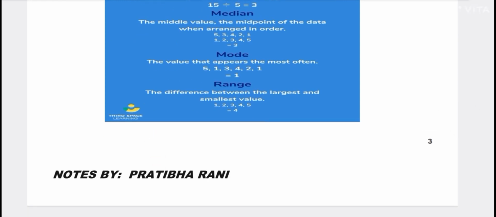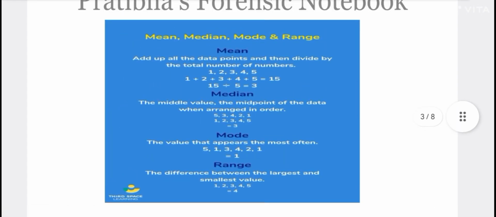Then range. So range is the difference between the largest and smallest value. Okay, so the smallest value is 1 here and the largest value is 5, so just subtract 1 from 5 and it will give you the range, that is 4. So this is how you can calculate the mean, median, mode and range.